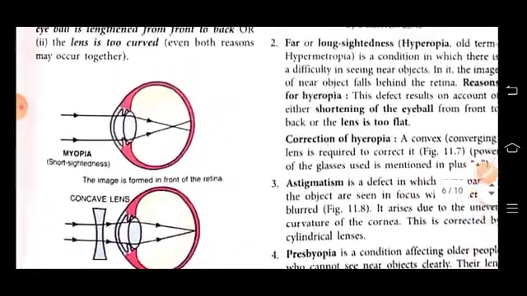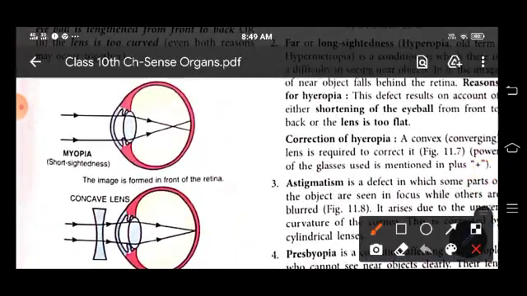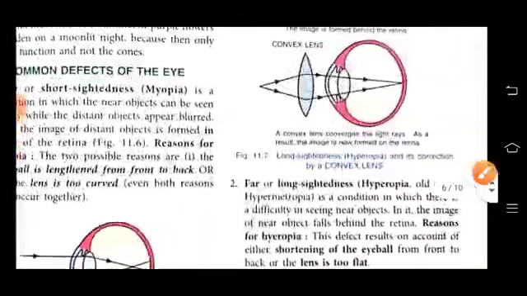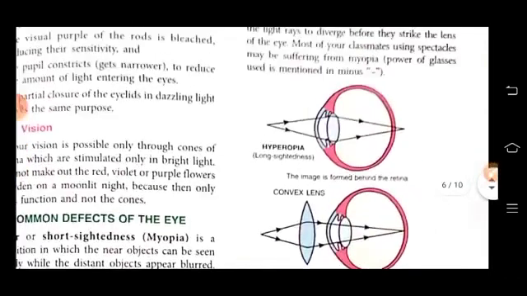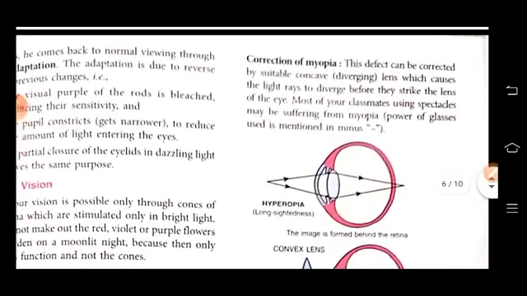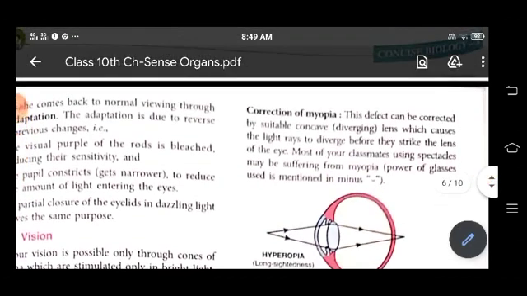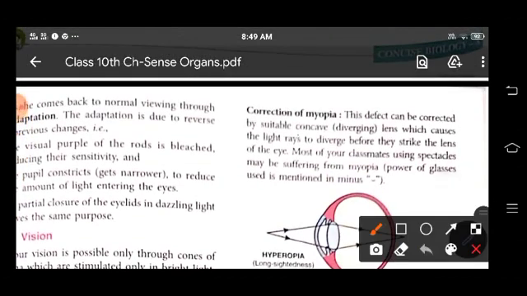So here the image is formed in front of the retina in myopia, and next is the image which is formed in hypermetropia. See here. Now how do we correct this myopia? This defect can be corrected by using a concave lens, which causes light rays to diverge before they strike the lens of the eye.